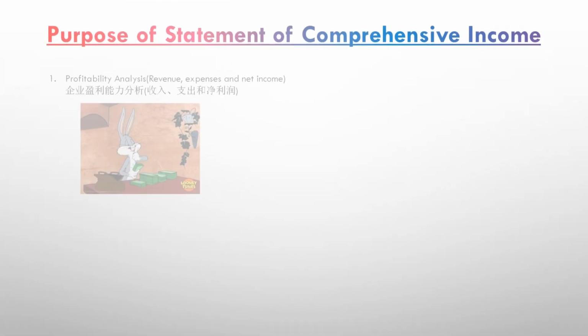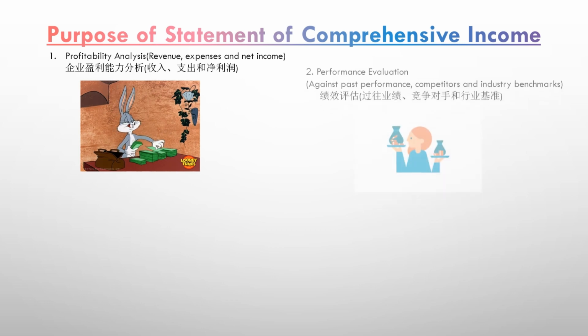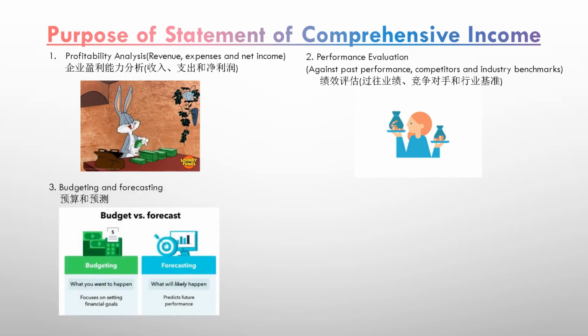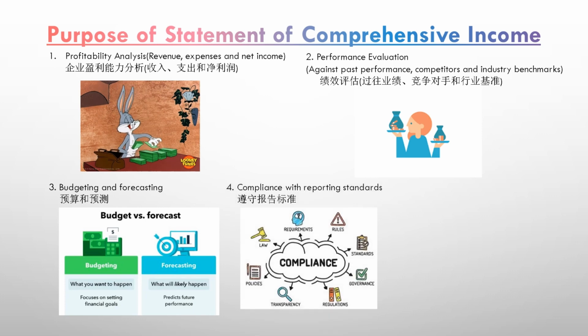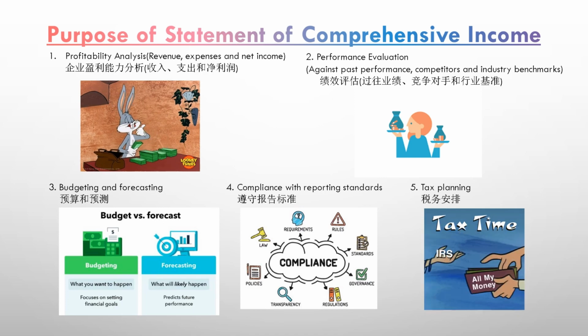Why do we need the statement of comprehensive income? First, we are able to do profitability analysis by reviewing the revenue, expenses, and net income. Secondly, we can do performance evaluation against past performance, competitors, and industry benchmarks. Thirdly, we can do budgeting and forecasting based on the statement of comprehensive income. Next, this statement is one of the requirements for reporting standards. Lastly, we can do tax planning based on the income and expenses amount.